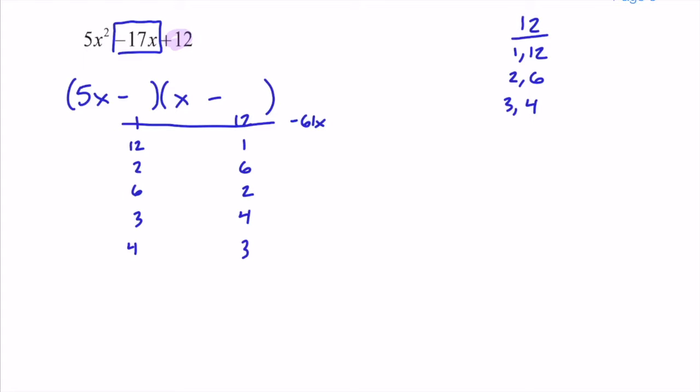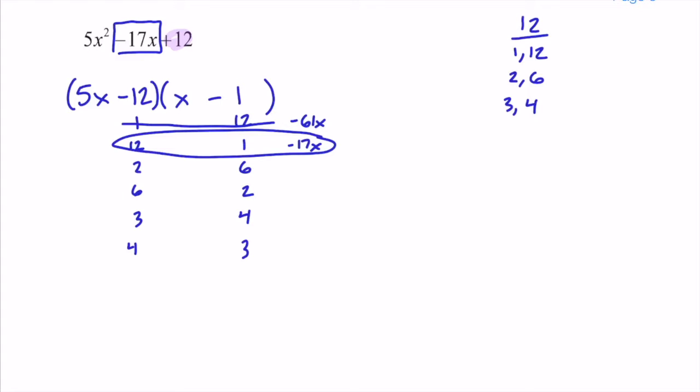The next one is going to give me a negative 5x and a negative 12x, which together give me my goal of negative 17x. So I get my answer pretty quickly. So I've got 5x minus 12 and x minus 1.